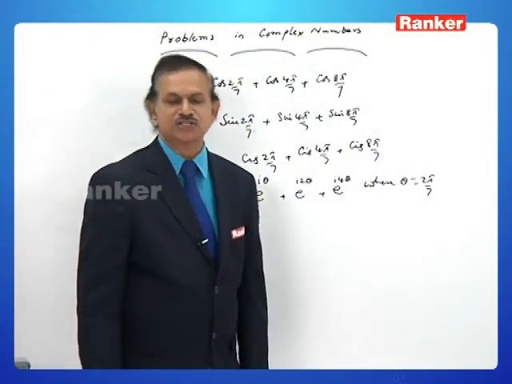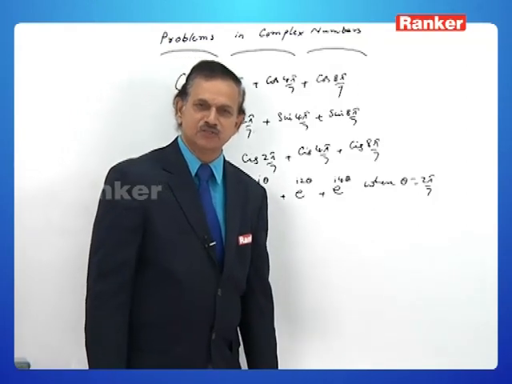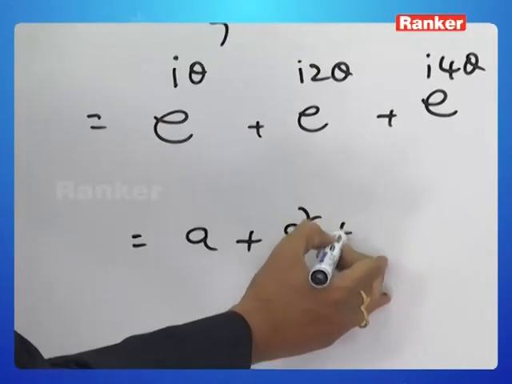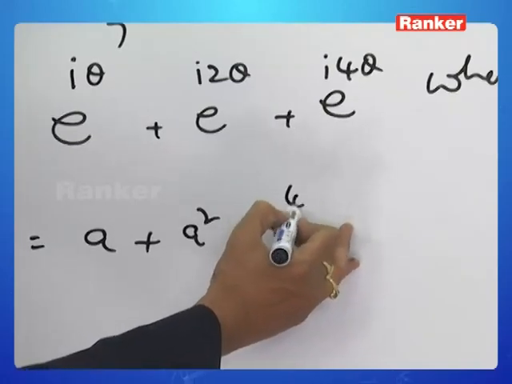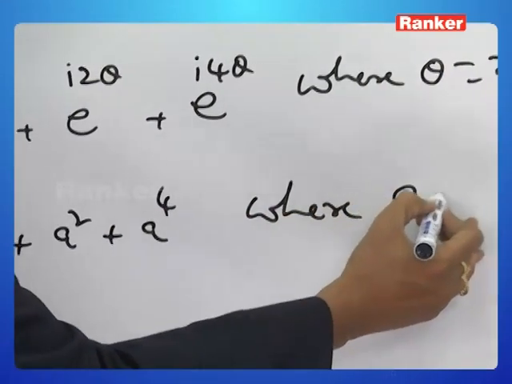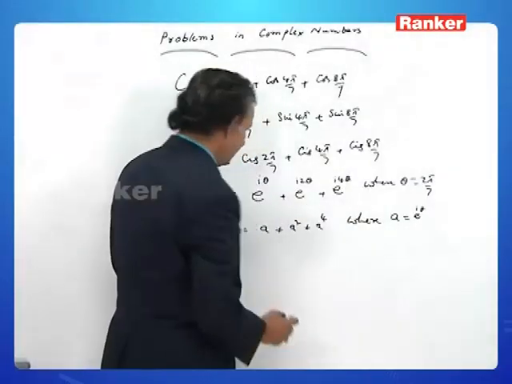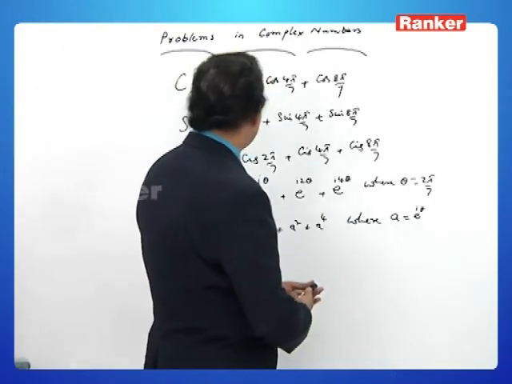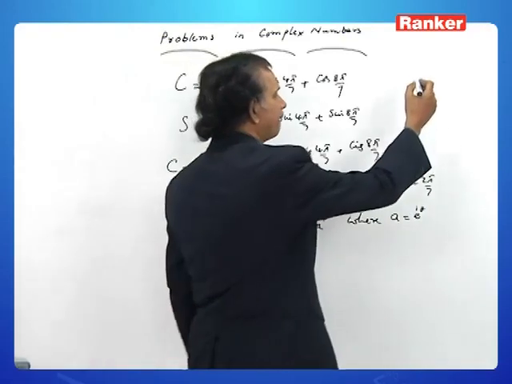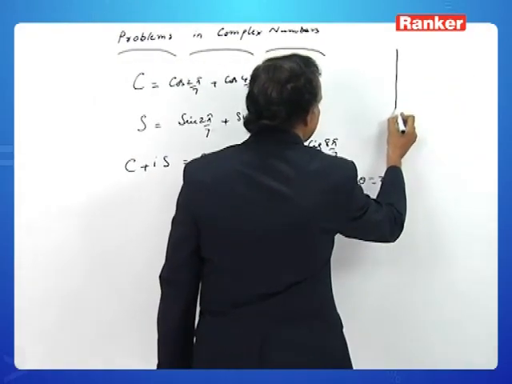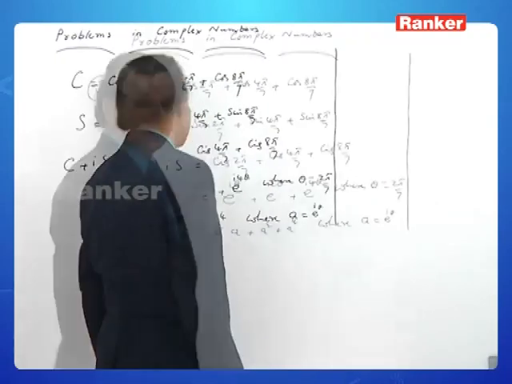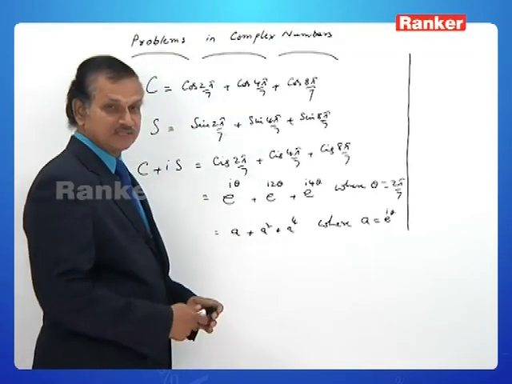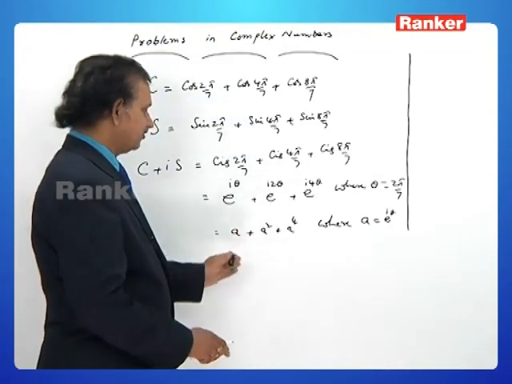As a matter of simplification only, you can write this as a plus a square plus a power 4, where a is equal to e power i theta. Therefore, we could have simplified C plus iS in the form a plus a square plus a power 4, where a is equal to e power i theta.